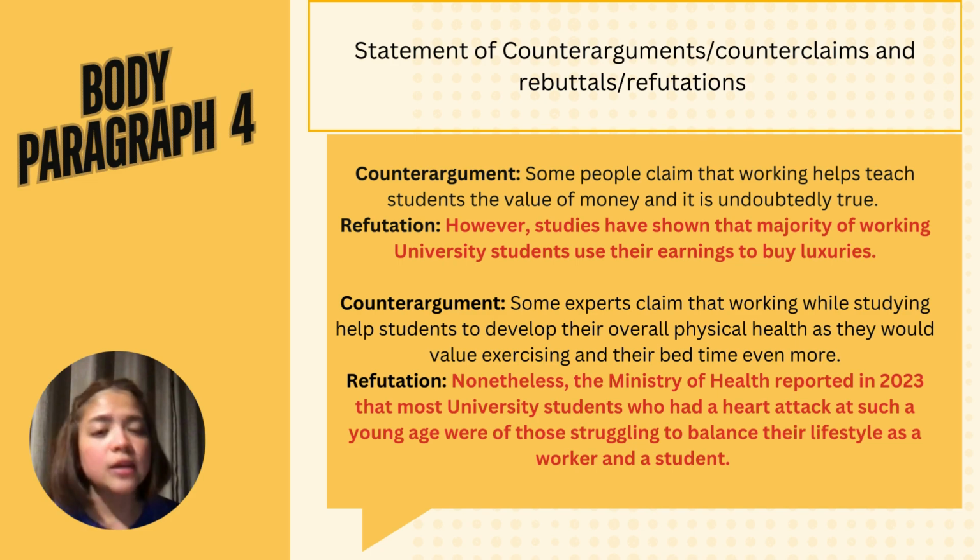And how do you do that? You do that by providing a refutation or refutations. The counterargument made here is that some people claim that working helps teach students the value of money, and it is undoubtedly true. So it is time for you to refute that counterargument by saying, however, studies have shown that the majority of working university students use their earnings to buy luxuries. You can see that the refutation you use here is based on a number of different studies. That will strengthen your point and your viewpoint as the author here.